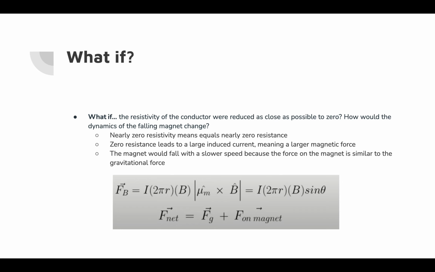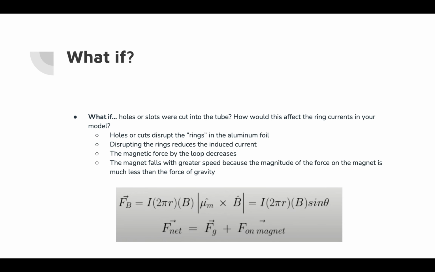So what if the resistivity of the conductor were reduced to as close as possible to 0? How would the dynamics of the falling magnet change? Nearly zero resistivity means nearly zero resistance. A zero resistance leads to a large induced current, meaning a larger magnetic force. Therefore, the magnet would fall with a slower speed because the force on the magnet is similar to the gravitational force.